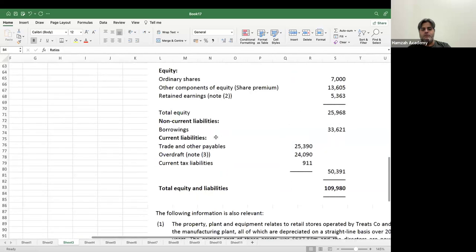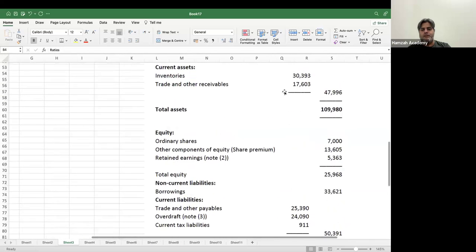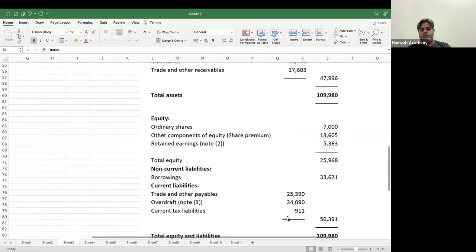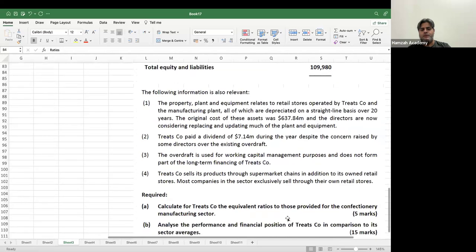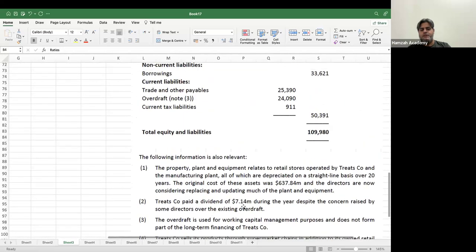Now, if we come down to our inventory and the receivables, these are 30 and 17 here. And now we have this overdraft for point number 3. In point 3, Treats company paid a dividend of 7.14 million during the year, despite the concern raised by some directors over the existing overdraft. So even then, Treats company gave a dividend of 7.14 million, despite having this overdraft figure as well.